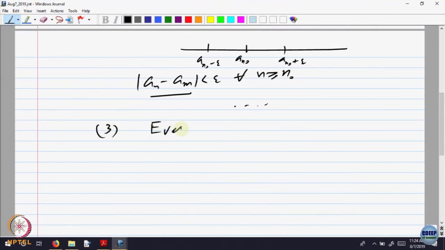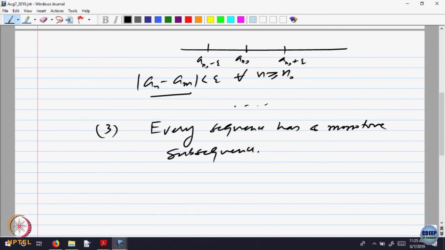And here is the third observation. Every sequence has a monotone subsequence. Given any sequence, it should have a subsequence. We defined the notion of a subsequence, right? Picking up elements of the sequence, but going ahead and ahead, right? So, the claim is given a sequence, there must be a subsequence which is monotonically increasing or monotonically decreasing. It should be a monotone sequence.